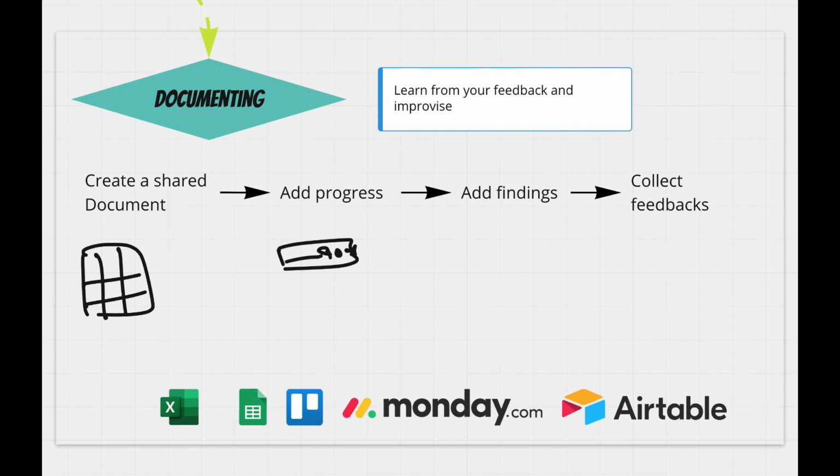Add all the findings during your test and improvisation section of the sprint, and add these findings next to the progress. Then collect feedback, list down this feedback, and then you are good to go. Share this document also with the whole team so that anybody can come back and see what is actually going on in the whole data science team.